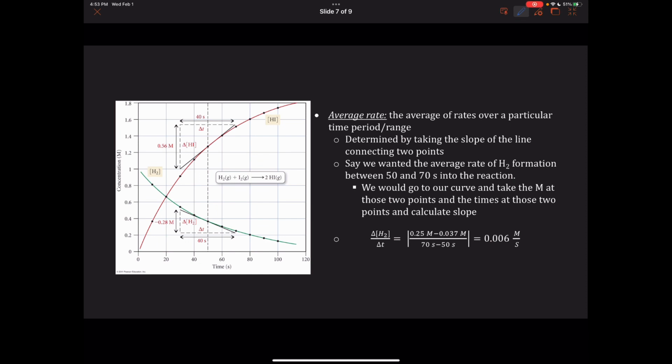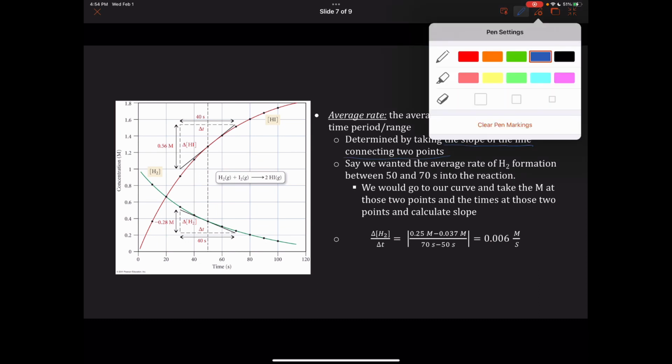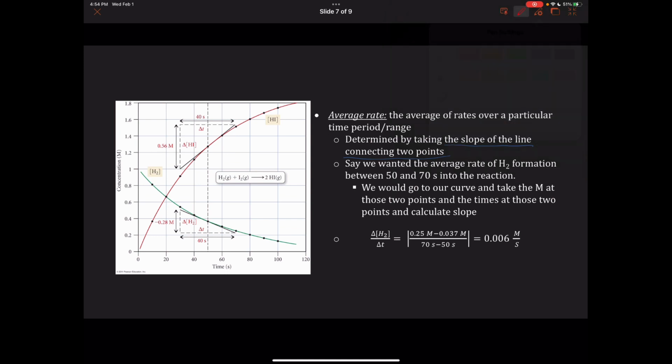The next type of rate we can determine from graphs of concentration versus time is an average rate. The average rate is the average of the rates over a particular time period. So it's over a range of time. It's determined by taking the slope of the line connecting the 2 points on the curve. So the difference, instantaneous, we use points on the tangent, not on the curve. Here we're using the specific points on the curve.